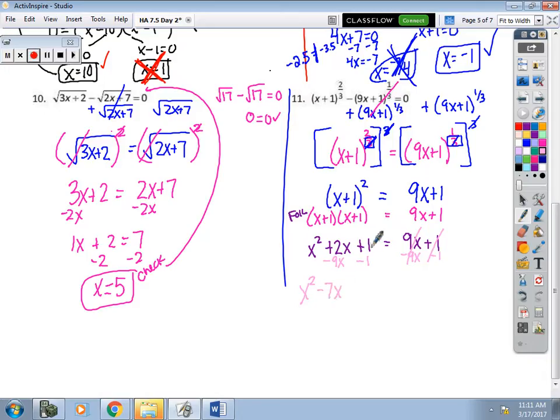Now, positive 1 plus or minus 1 will get me a 0, so I'm not even going to write anything. You could put plus 0 if you want. So this is a quadratic, but it's a binomial instead of a trinomial. How would I factor this one? Summer? Good. You can take out a GCF of x. That's really the only thing you can do.